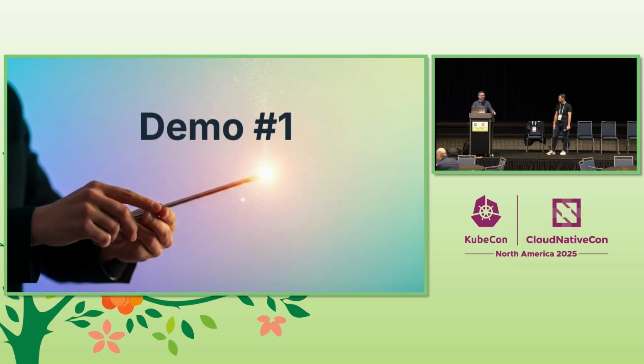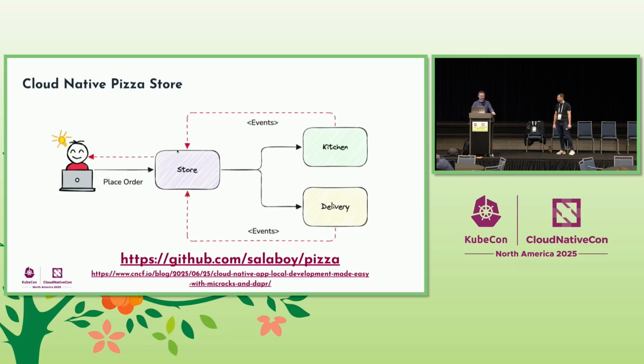Looking at a logical architecture diagram, we have 3 microservices, 3 components: the store, the kitchen, the delivery. The store is calling the kitchen and delivery using REST APIs. It's a synchronous blocking call, and the kitchen and delivery are sending back events once they are done with the preparation, which allows the store to send the notification back to the UI and the user. If you want a deep dive in this application, you can check this Git repository, and we also have a nice blog post on the CNCF blog with some high-level details on the application. So this is the logical vision of the application.